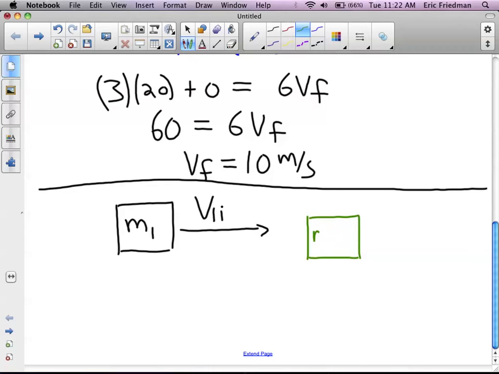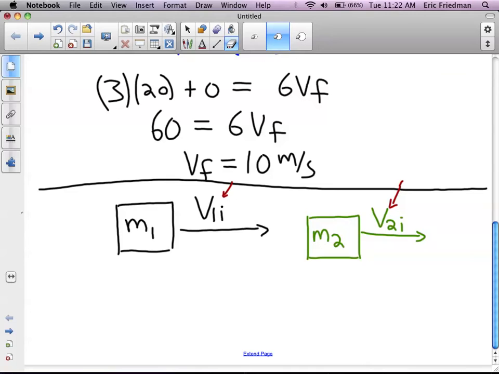That one's going to be M2, and this box is also going to have a velocity, V2 initial. Now, of course, one thing we know is that that velocity has to be less than that velocity, otherwise they're not going to collide, right? So that's just something that we need to realize and remember. It doesn't really matter for the equations, though.